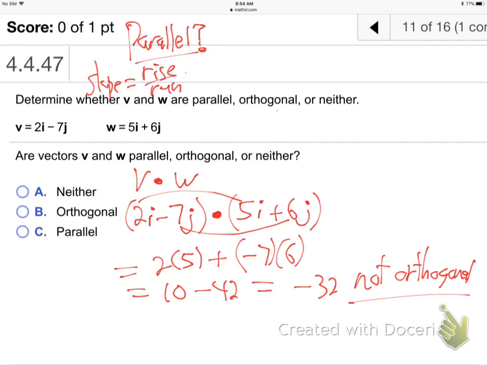So for V, the slope is negative 7 over 2. For W, the slope is 6 over 5. Those are not the same. They're not negative of each other either. They're just completely different. So not parallel. So this one's a neither, huh? Those two vectors are neither parallel nor orthogonal. They're somewhere in between.